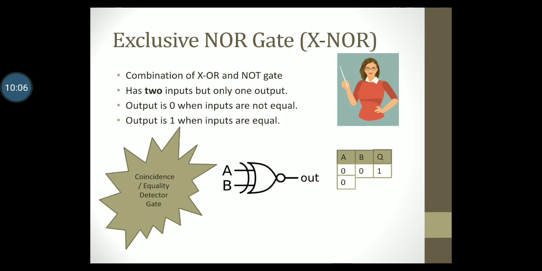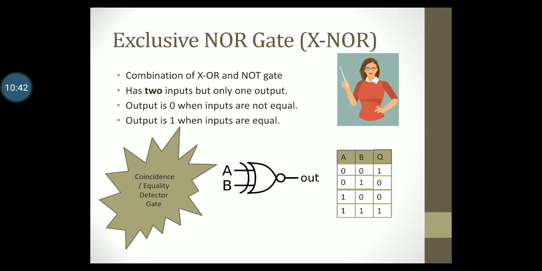If A is 0 and B is 1, in other words, both the inputs are unequal, then the output of the XNOR gate will be 0. If A is 1 and B is 0, in other words, both the inputs are unequal, then the output of the XNOR gate will be 0 again. If A is 1 and B is 1, you notice that both the inputs are equal, so the output of the XNOR gate will be 1.